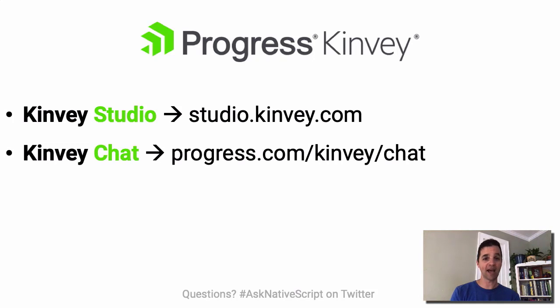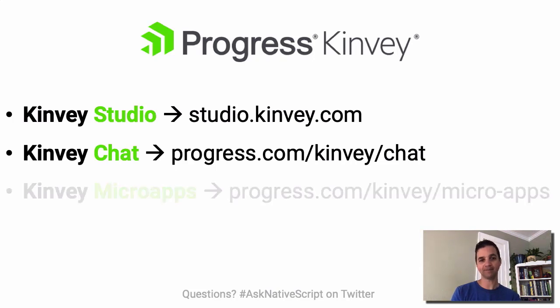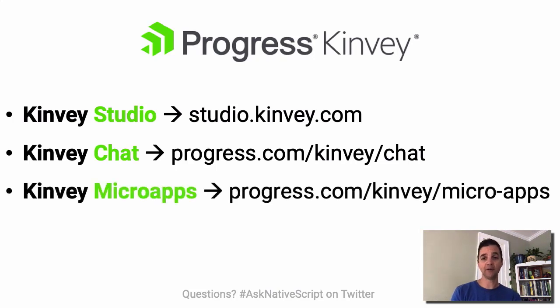Now, if you're looking to add a chatbot to your mobile or web app, you can also check out Kinvey Chat. This lets you create engaging transactional chatbots. And finally, Kinvey Micro Apps uses NativeScript to let developers build and deploy tiny micro app applications via one single container app. So some really cool tech in here to check out, and needless to say, NativeScript is a key component in Progress's mobility strategy going forward. In fact, Kinvey was just named a leader in Gartner's Magic Quadrant for multi-experience app development platforms. So you can read more about that at nativescript.org.